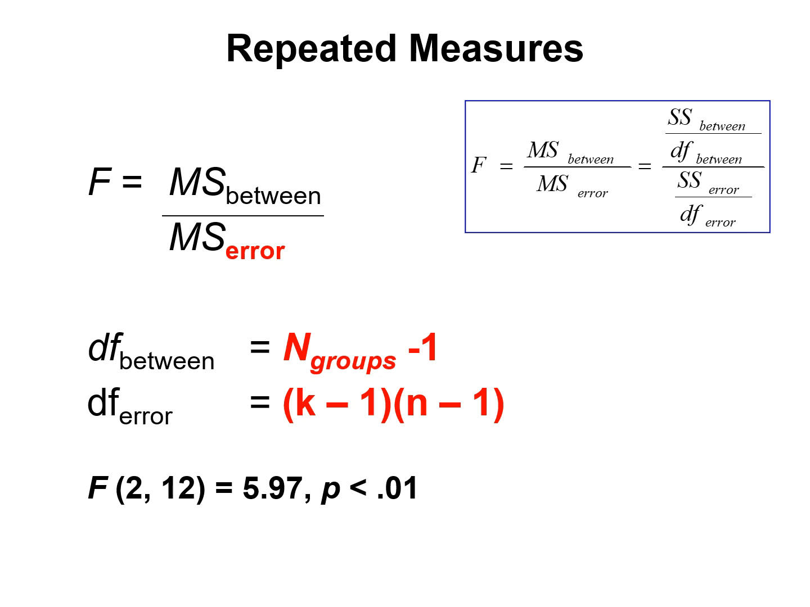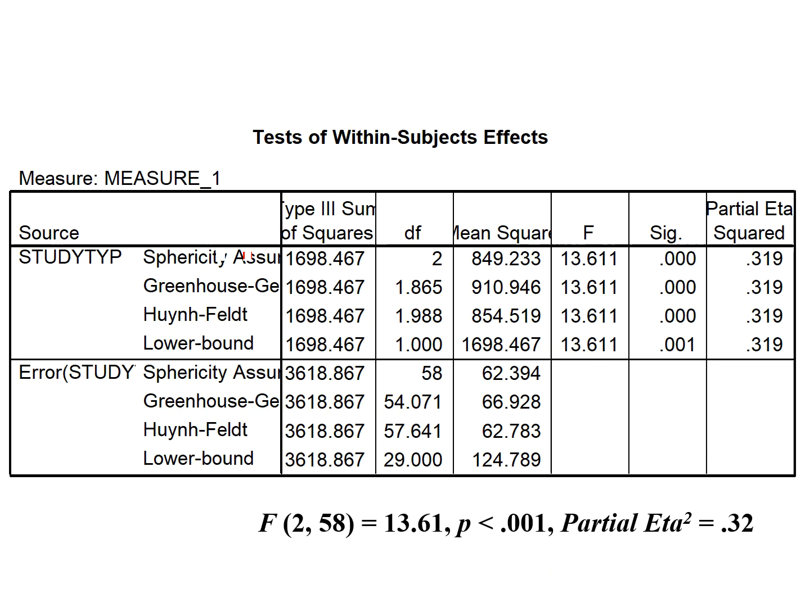The bottom of the equation is smaller, so when we divide an MS between, we're dividing it by a smaller number, and we get a larger F. Also, the degrees of freedom change. Between is the number of groups minus 1, so that's pretty much the same. But the bottom is different. It's the number of groups minus 1 times the number of people in an individual category minus 1. So again, we're getting a slightly different equation at that point.